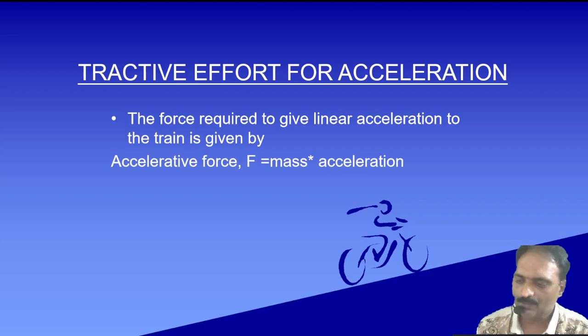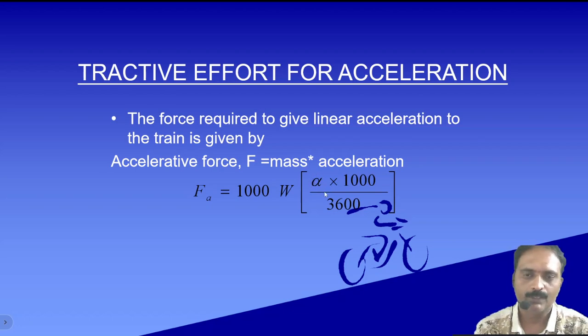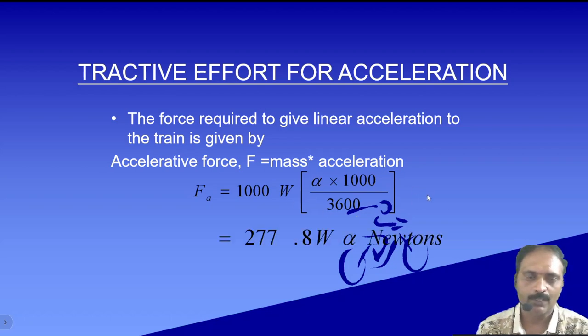So here the force is equal to the product of mass and acceleration, and here W is the actual weight of the train, which will be in tons, and when it is multiplied with 1000 we get the kilograms. And generally alpha will be in kmph/ps, kilometer per hour per second, and in order to convert that into meters per second square we have to multiply with 1000 by 3600. Ultimately we get kg meter per second square, or newtons. And if we simplify this we get 277.8 W into alpha.